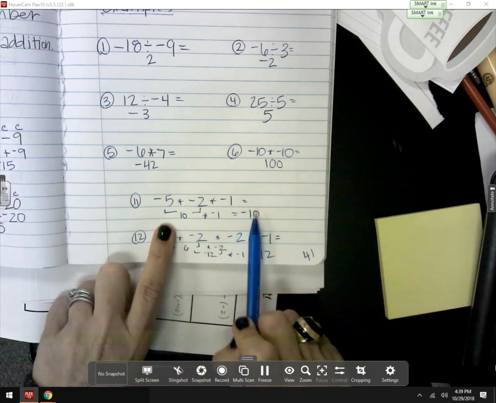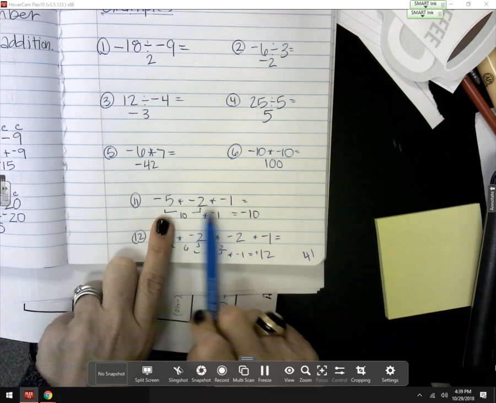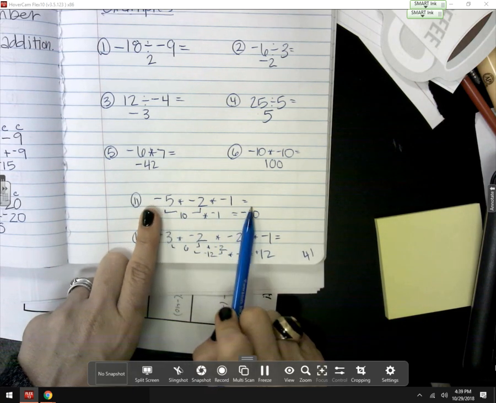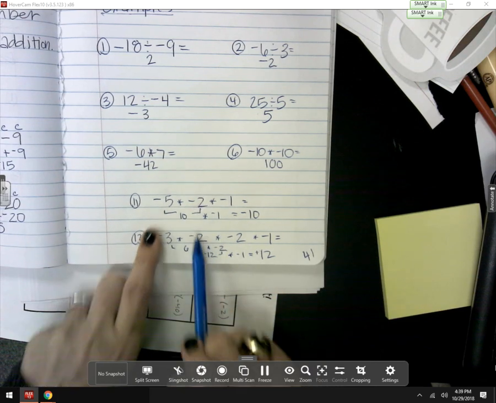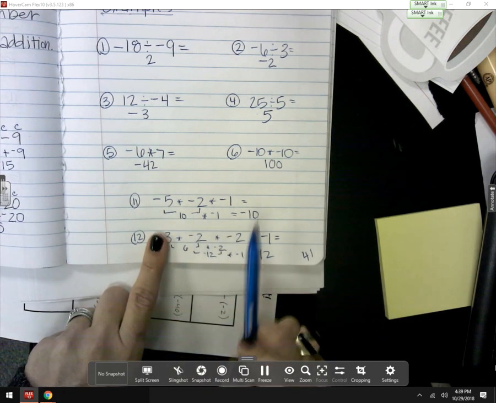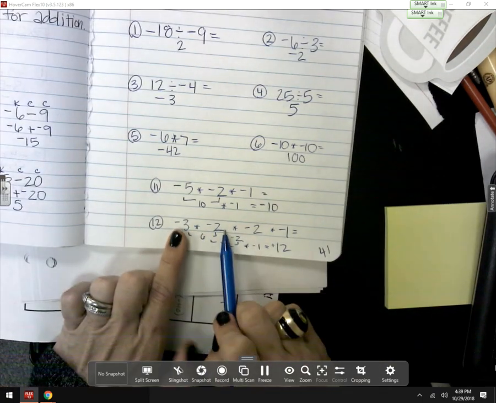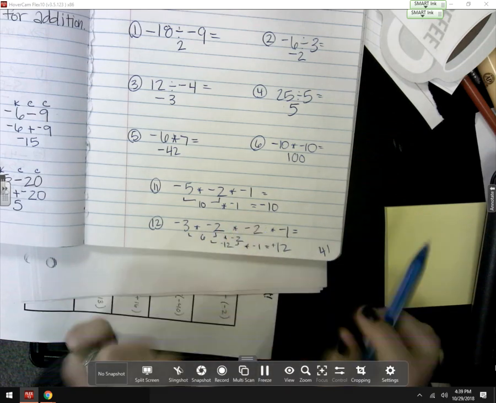So if you have an odd number of negatives that you're multiplying together, then it's going to be negative. You have to have an even number of negative signs for the answer to be positive. So think about it: two together cancel each other out and turn positive.